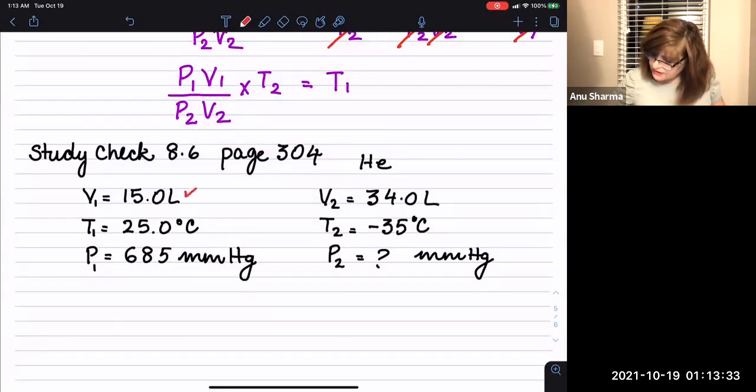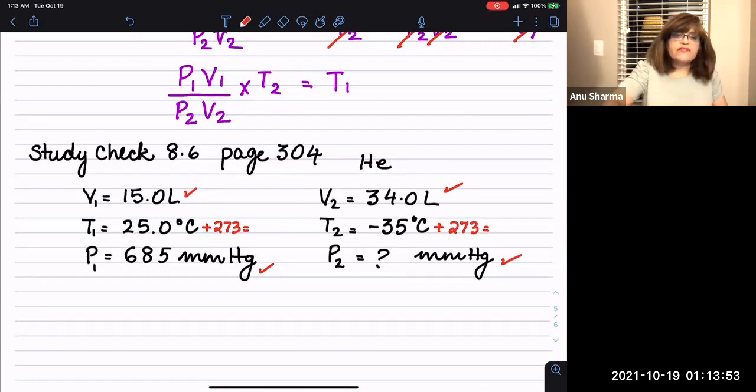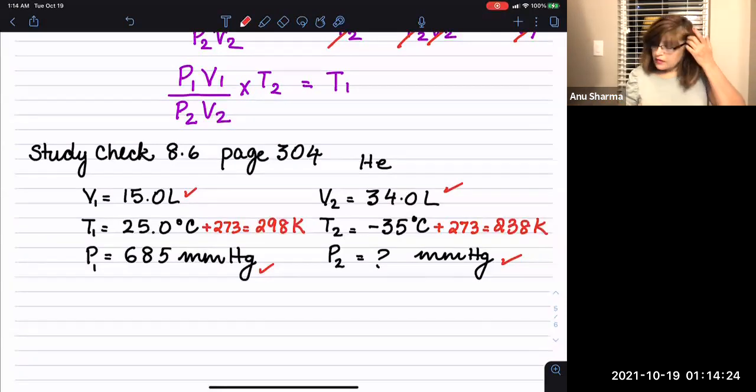We see this is liters and this is liters, and this is millimeters of mercury, millimeters of mercury. So the same units, you don't change those, but change the temperature. So 273 plus 25, and for the other, 273 minus 35. When I add 273 to 25, I get 298, and when I subtract 35 from 273, I get 238 Kelvin.